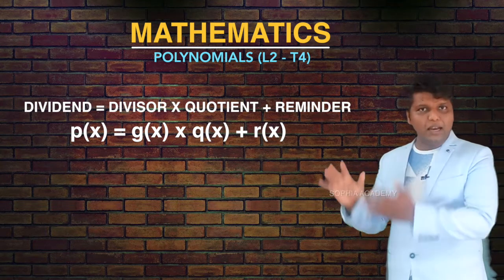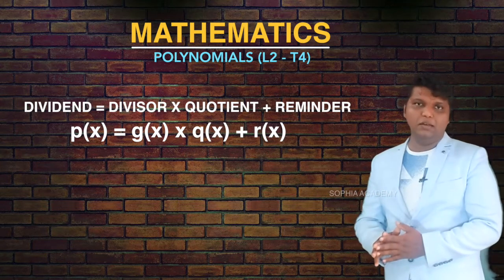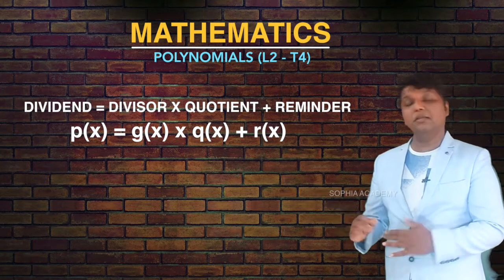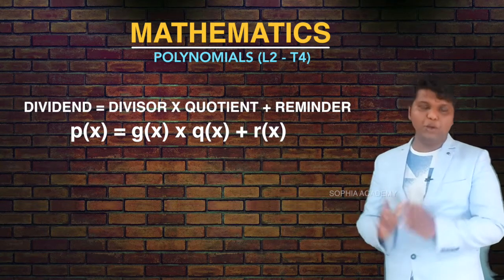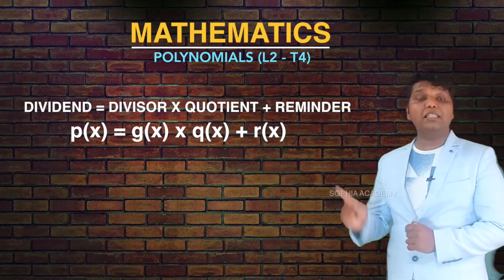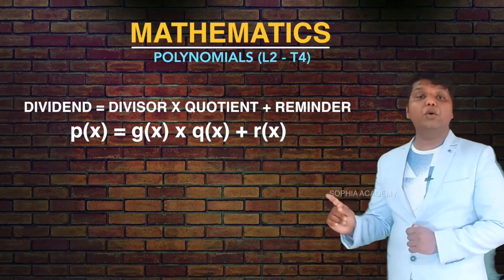Polynomial in x, because right now we are dealing with polynomials. So here it is not simple numbers, everything is a polynomial. That's why we are considering p of x, g of x, r of x, q of x like that. So here you can write p of x is equal to g of x into q of x plus r of x.